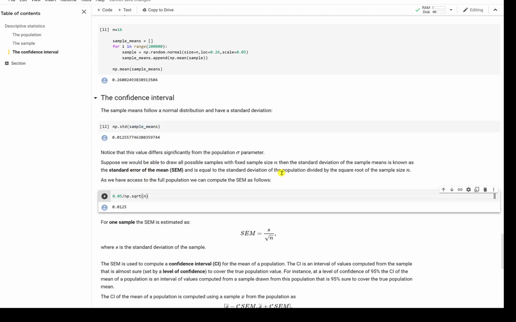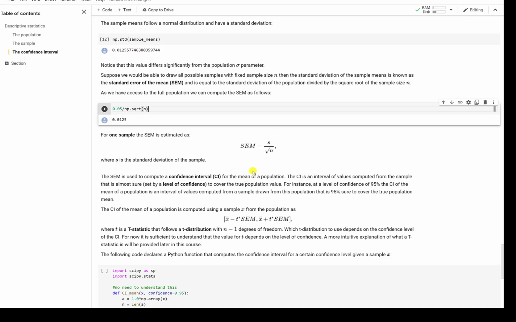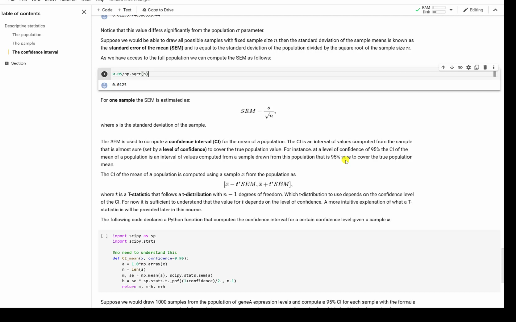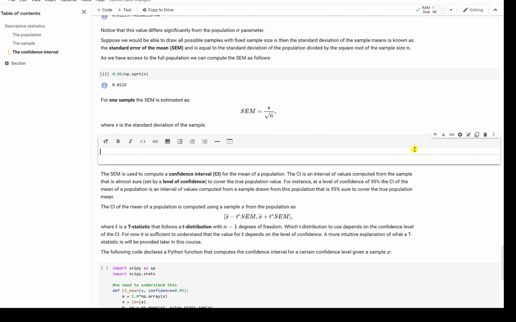However, like I mentioned, we don't have all of these samples. In reality, we will only have one sample, and so we can make an estimate for the standard error of the mean by taking the standard deviation of that sample and dividing it by the square root of n. So given the sample, we can compute the mean, the standard deviation, and the standard error of the mean, defined as I'm showing here.